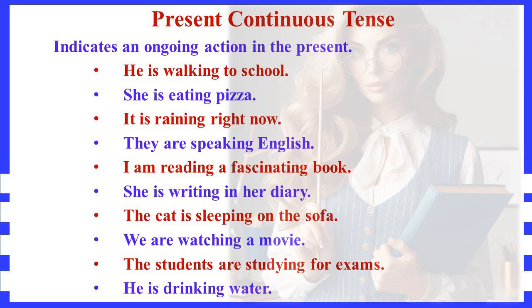Examples. He is walking to school. She is eating pizza. It is raining right now. They are speaking English. I am reading a fascinating book. She is writing in her diary. The cat is sleeping on the sofa. We are watching a movie. The students are studying for exams. He is drinking water.